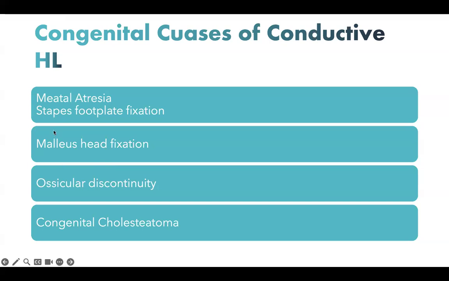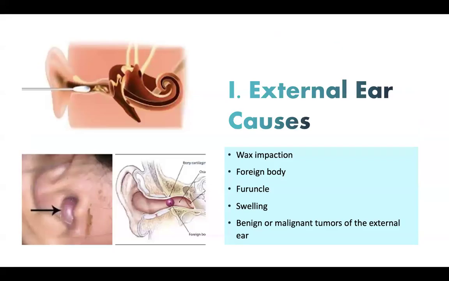And then stapes footplate fixation. I think the disease is explaining itself. The footplate of the stapes, which is one of the ossicles, is fixated to the oval window. And then the malleus head fixation, again, fixation of the head of the malleus. Or ossicular discontinuity, the malleus, incus, and stapes are not connected together in a way that helps the sound to be conducted. So we call it ossicular discontinuity, or congenital cholesteatoma, which we will be talking about in another presentation.